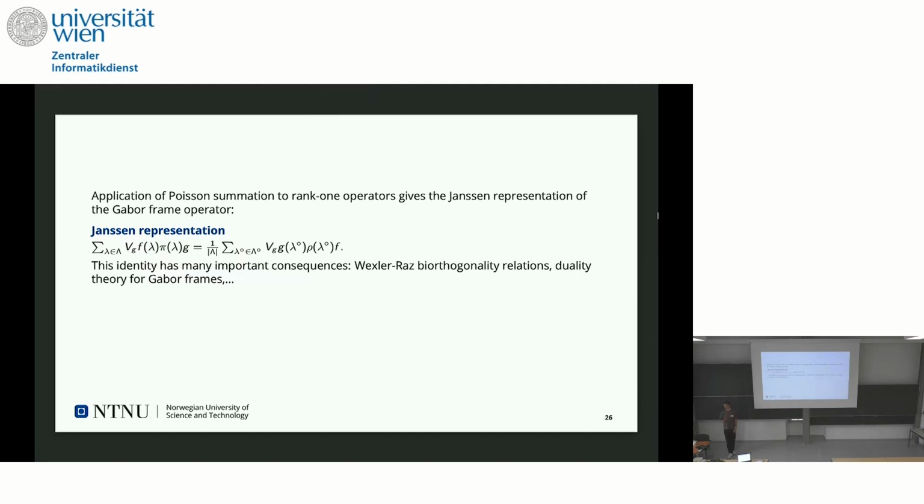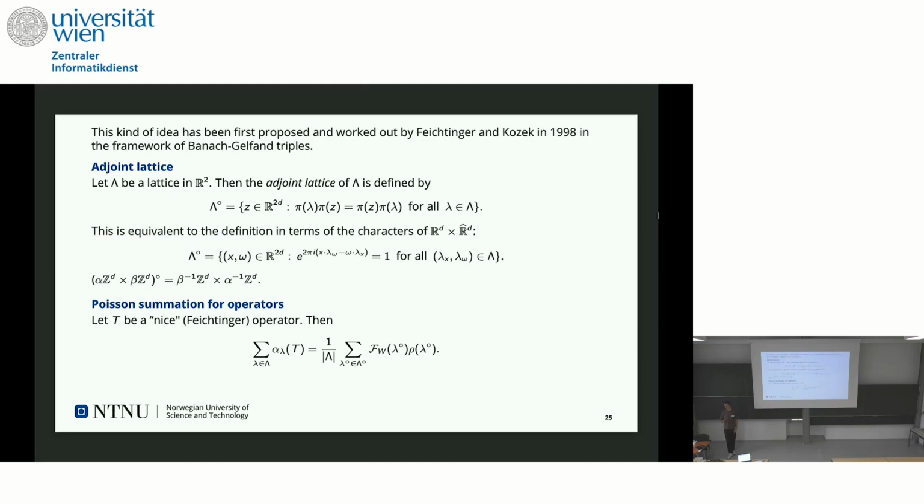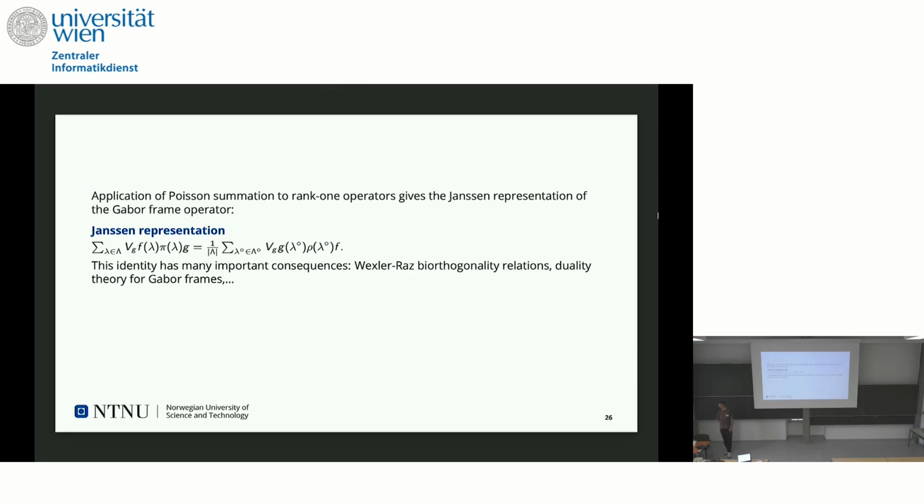So on the previous slide here, if we consider T now to be a rank 1 operator, recall that the Fourier-Wigner of that is the ambiguity function. Then directly plugging that into our Poisson summation formula, we get the Janssen's representation for a Gabor frame.